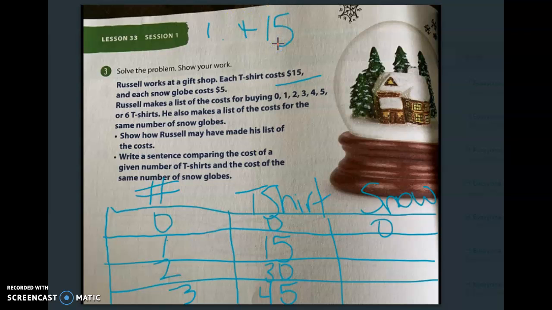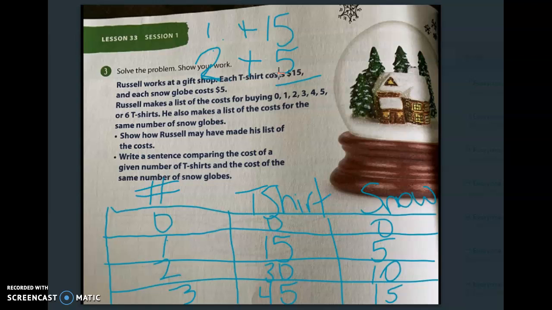Now let's look at the snow globe. For 1 snow globe is $5. For 2 snow globes is $10. For 3 snow globes is $15. What's the term for this second part? We're adding how many? 5. Okay.